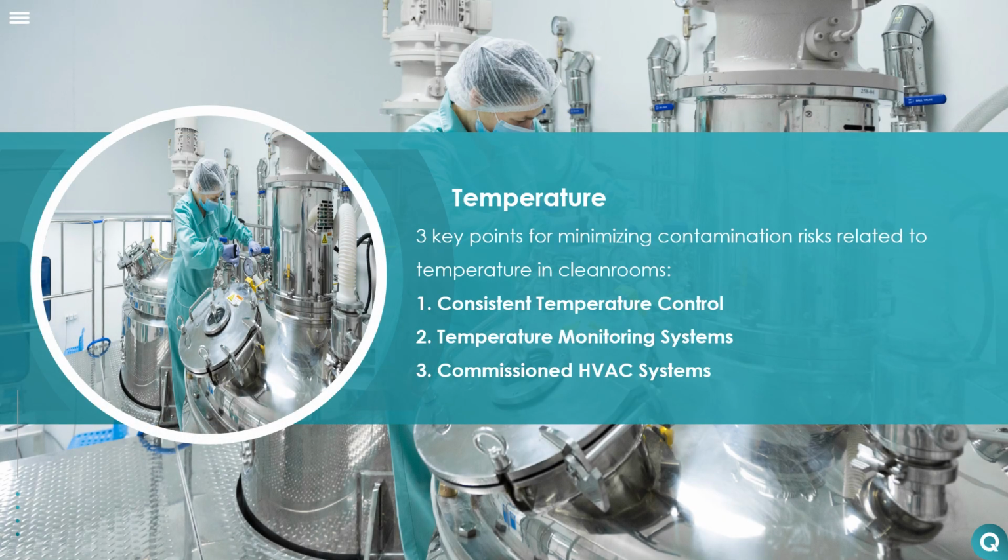Here are 3 key points for minimizing contamination risks related to temperature in clean rooms. Firstly, you must have consistent temperature control, i.e. keep the clean room at a steady temperature to prevent conditions like condensation that can lead to contamination. 2. Temperature monitoring systems. Use temperature mapping and continuous monitoring to detect any variations. Ensure sensors are calibrated regularly to maintain the required temperature.